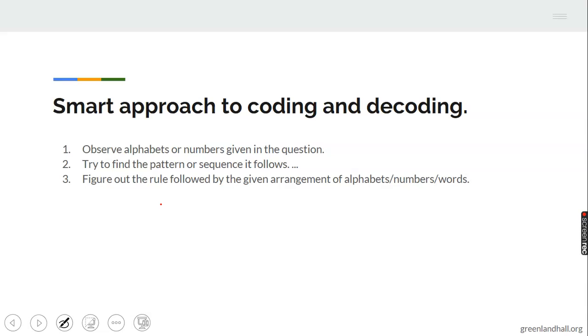Okay, they will give you examples most of the time, then you have to use the examples to code or to decode. Okay, now you figure out the rule followed by the given arrangement of alphabets or numbers or words, whatever they give you. Just make sure that you figure out the rule, how they are decoding and how to code the message. Is that taken?